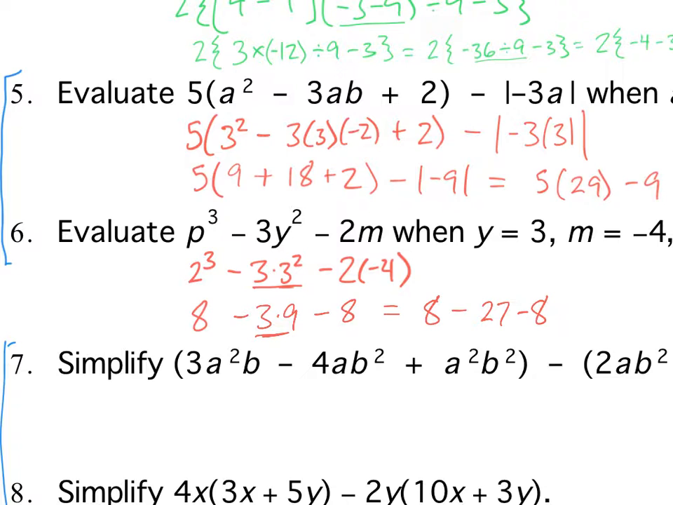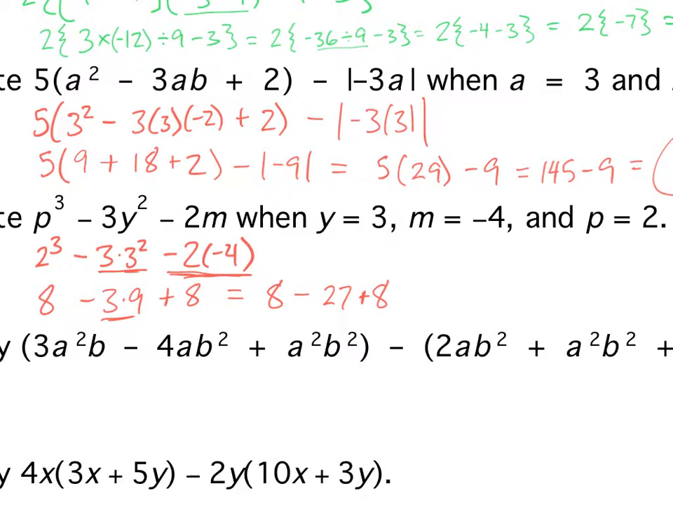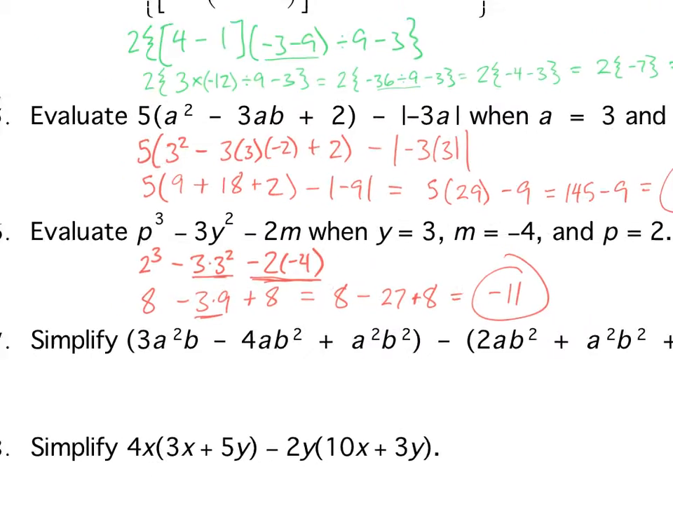And then I have something wrong. Oh, the -2 times -4, I said was -8, but it's not. It's +8. I'm sure you guys caught that. So that should be a +8 at the end. All right, then I have 8 minus 27 plus 8, and that comes out to -11.